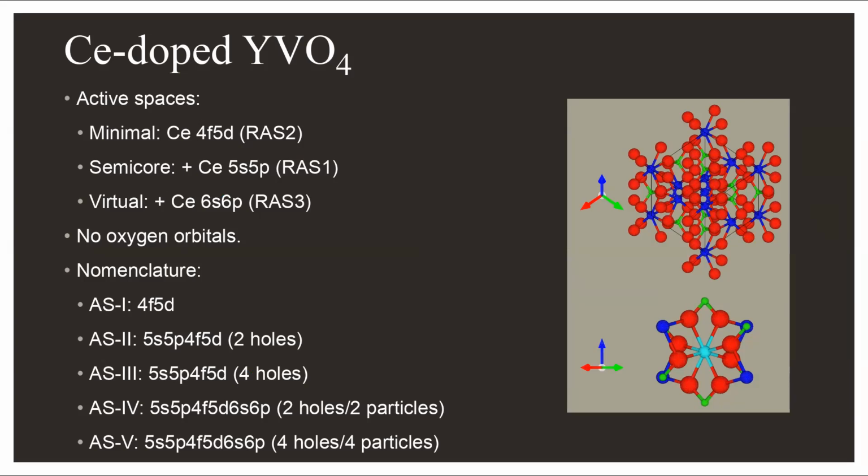So I tested 5 active spaces in total here, or at least there are some class expansions, and I will just call them AS1 to AS5. They're just more complicated the further down you go, and get bigger and bigger. But in principle, we're always talking about only cerium orbitals.